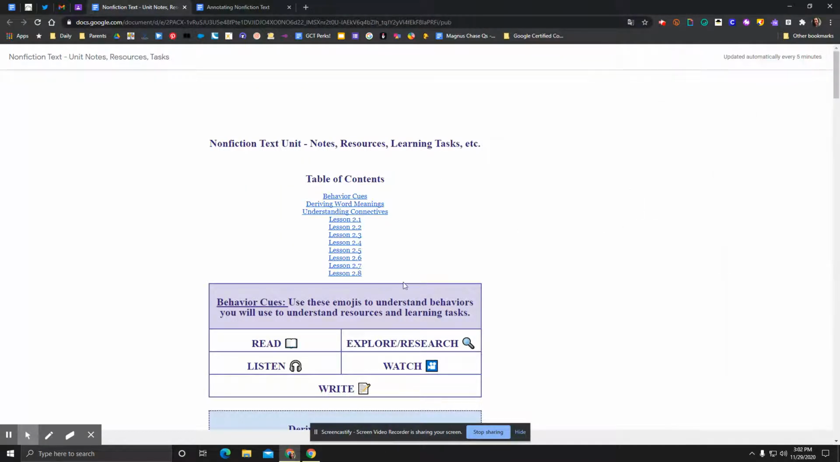When you're here, you'll notice there's a table of contents. I first want to talk about behavior cues. Behavior cues tell you what kind of resource is being shared. So if it's something you need to read, you'll see the book. If it's something you need to listen to, you'll see headphones. If you need to explore or research or learn even more about it through the resource I've shared, then you'll see this little magnifying glass.